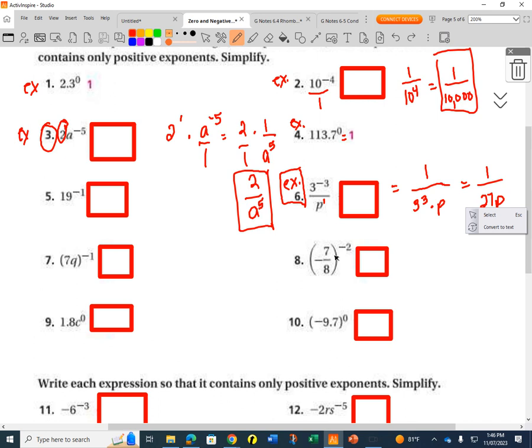So if you have a fraction like number 8, let's put number 8 in our notes because it's a little bit different. So example 8. If you have a fraction being raised to a negative, we can take a shortcut. We can just flip that whole thing and raise it to a positive. Now, we are going to square negative 8/7, and that means it's going to be negative 8 squared over 7 squared.